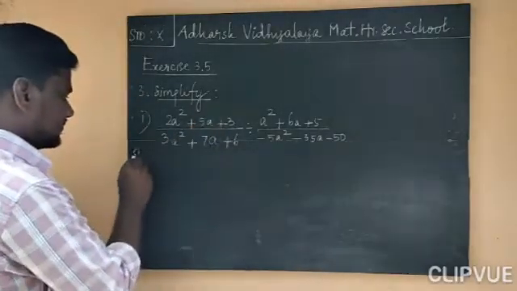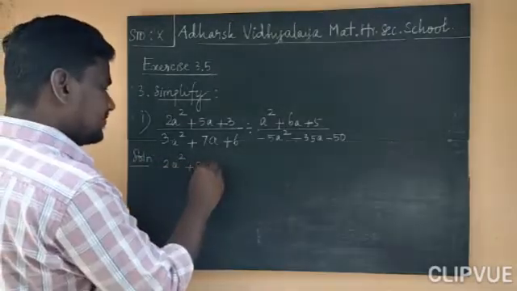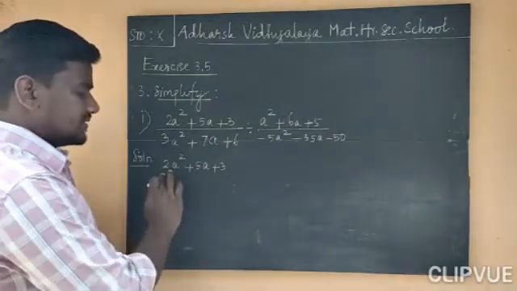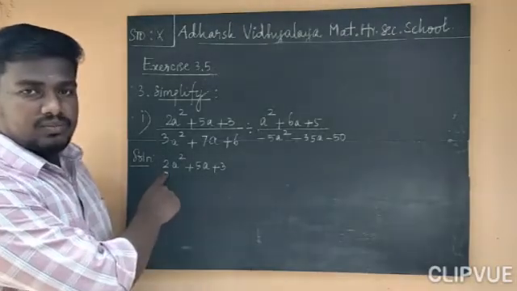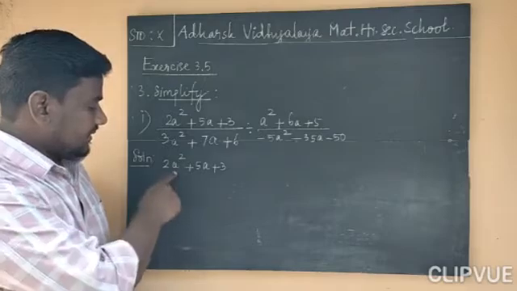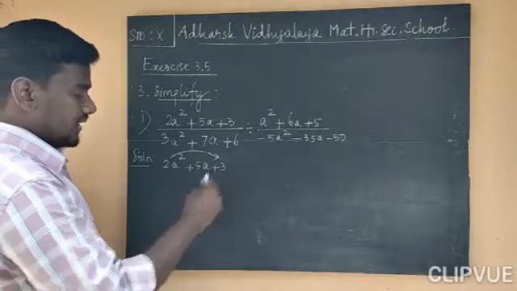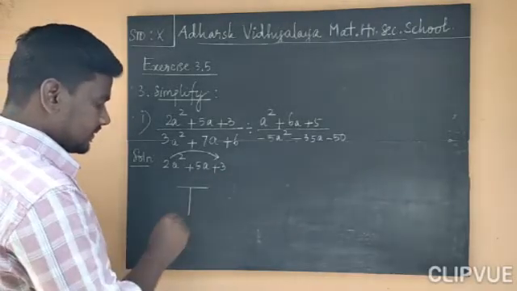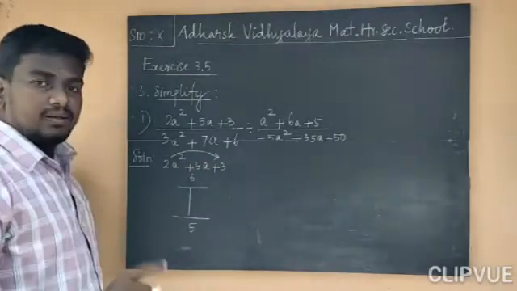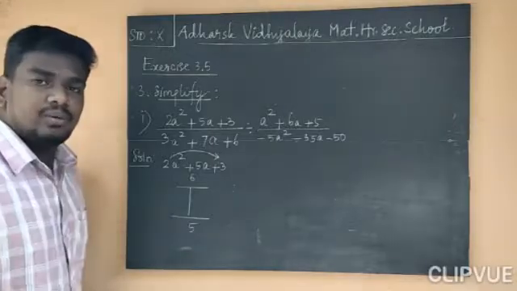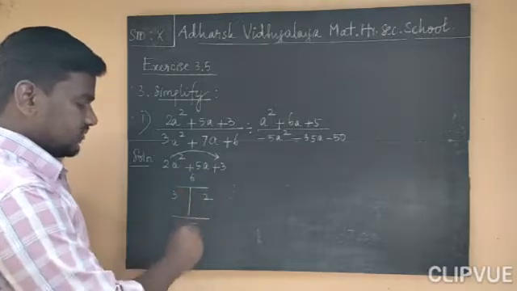So first, the polynomial 2a square plus 5a plus 3. This is a quadratic polynomial in the variable a. Here the leading coefficient is 2. If it is not 1, we have to multiply it with the constant term. So 2 into 3, 6, and the coefficient of a is 5. The product of two numbers is 6 and the sum of the same two numbers is 5. We know that 3 and 2: 3 into 2, 6, and 3 plus 2, 5.